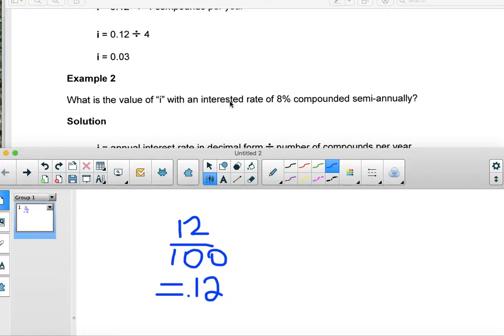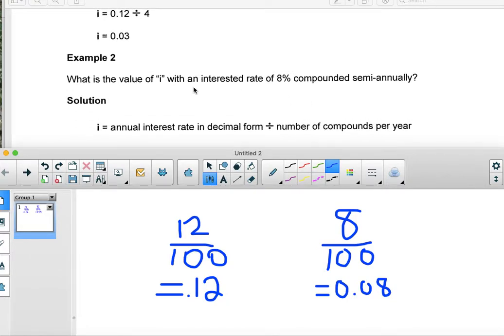So what is the value of i with an interest rate of 8%? Okay, right away, 8%. Take that 8, divide it by 100, and you're going to get 0.08. So you know you're going to have to put that rate as a decimal. Then calculate the annual interest rate in decimal form divided by the number of compounds per year. So semi-annually, how many times in a year? If you said 24, you would be right.